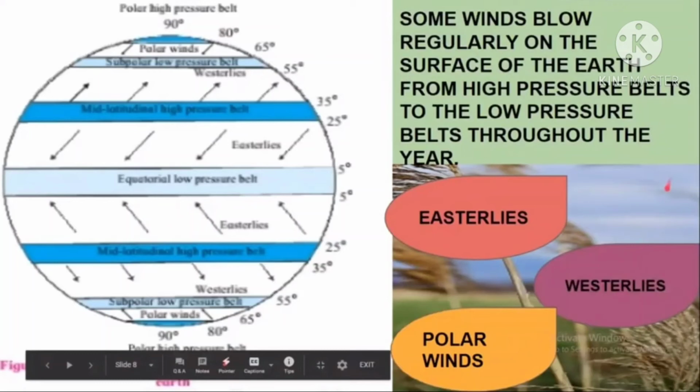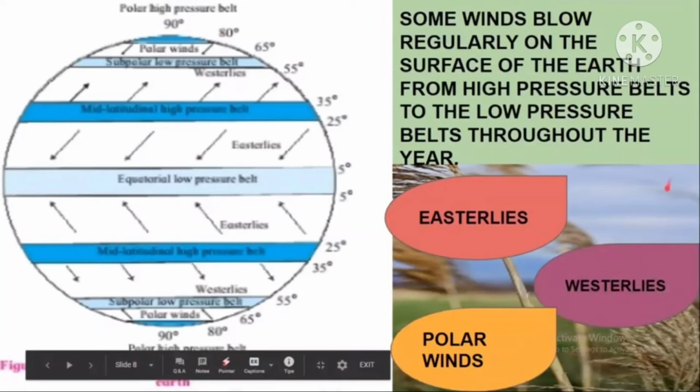Name the winds that blow in the northern hemisphere. The winds that blow in the northern hemisphere are easterlies, westerlies and polar winds. In which direction do the easterlies blow in the northern and southern hemisphere? In the northern hemisphere from northeast to southwest, and in the southern hemisphere from southeast to northwest.